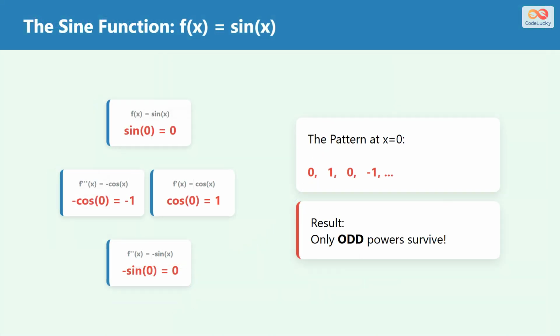Now let's look at the sine function. The derivatives of sine follow a four-step cycle. Sine goes to cosine goes to negative sine goes to negative cosine, and then back to sine. When we evaluate these at 0, we get a pattern: 0, 1, 0, negative 1. This means every other term disappears.